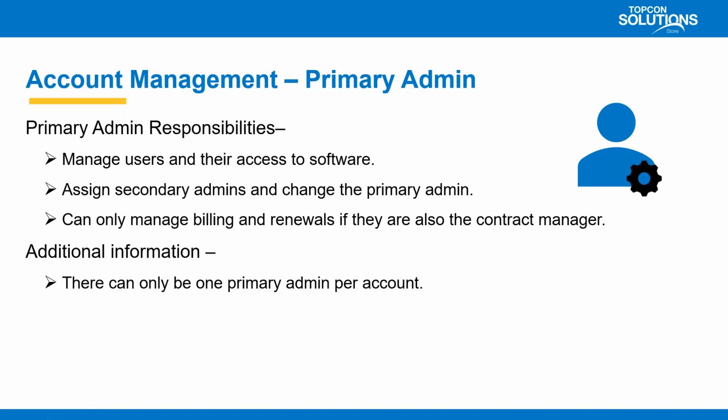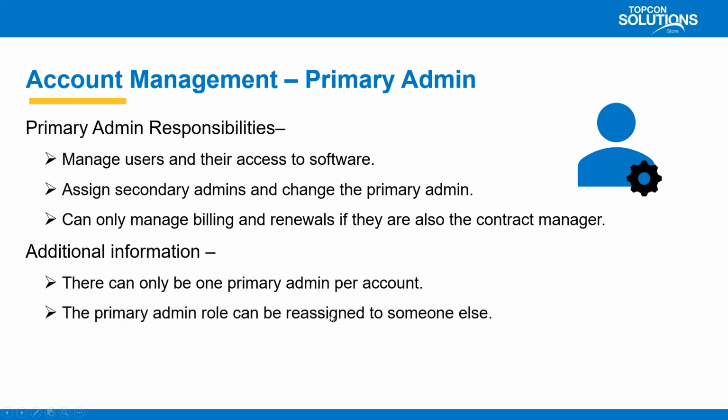Any additional information for the primary admin: there can only be one primary admin per account, and per account is per contract, because you can have multiple contracts under a company, and each contract can be associated with what's called a team. We'll go over what teams are here in the user management shortly. But keeping it simple, there can only be one primary admin per account. We'll get into the minutia of that here in just a moment.